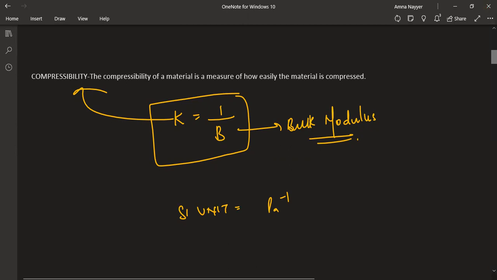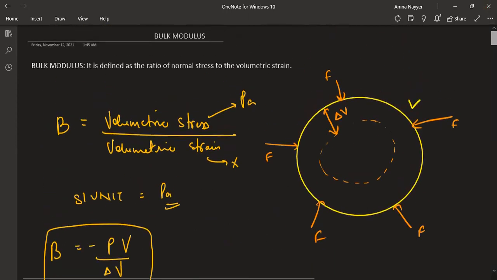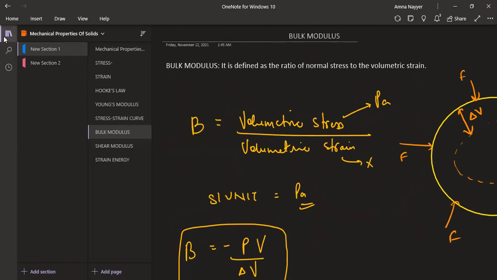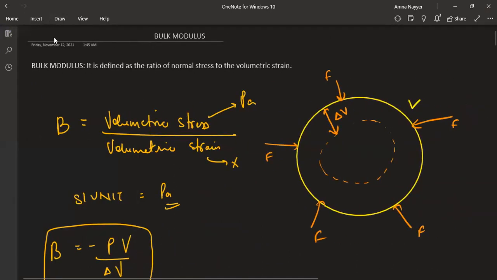Okay, let's see some questions. Note down these 2 points first. Bulk modulus: remember, related to volume always. This is a very easy lesson. After this, you just have one type of modulus, shear modulus, and then the energy part.